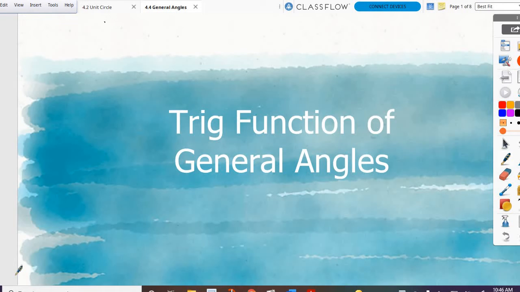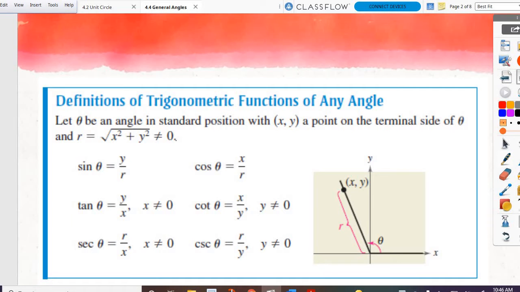So we're talking about trig functions of general angles. Remember that when we graph something, we want to graph it in standard position, which tells us what? What has to be where in standard position? Which parts have to go where? What are the two sides that we have for an angle?